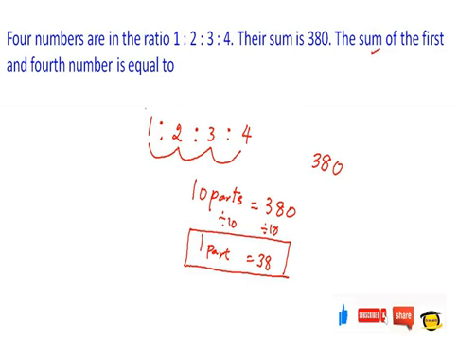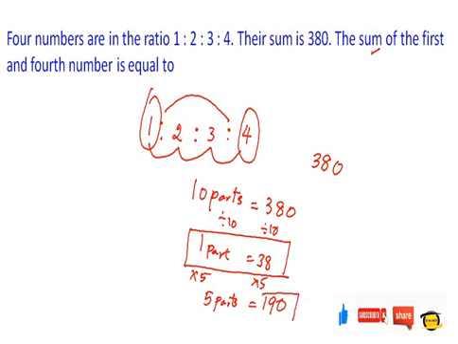So how many parts are there in the sum of the first and the fourth term? 1 plus 4, 5 parts. So if one part is equivalent to 38, what is going to be the value of 5 parts? Times 5. So 5 parts of the sum is equivalent to 190. So the sum of the first and the fourth number is equivalent to 190. That's it.